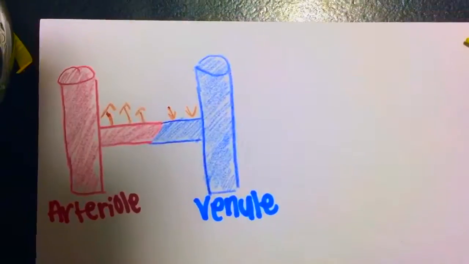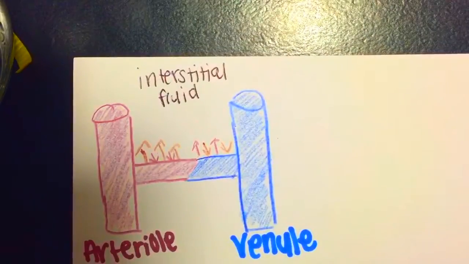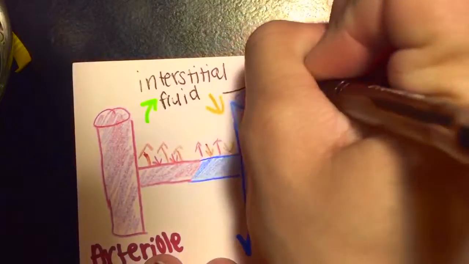bed, then venule. The arteriole will deliver blood into the capillary, which is a thin wall, so it will allow for diffusion of gases and waste. After that, the blood flows into the venule. The filtration will occur in the arterial part of the capillary bed.